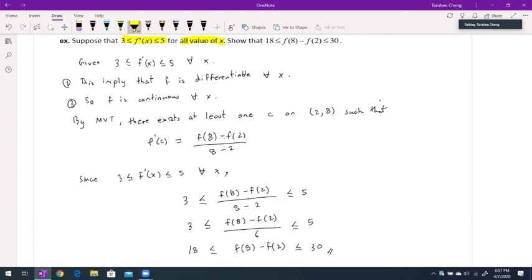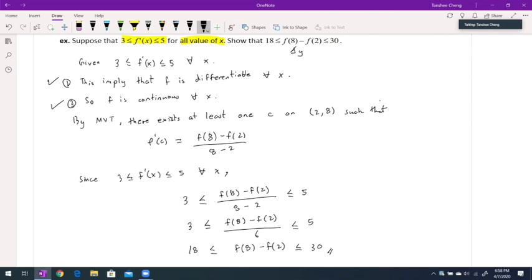Now we want to show that f of 8 minus f of 2, which is the change in y values, must be between 18 and 30. So how do we approach that? Once again, this first statement is given to you: the derivative is between 3 and 5 for all x values. That indicates that the function is differentiable for all x, so it must be continuous also. That helps us meet the criteria of the mean value theorem.